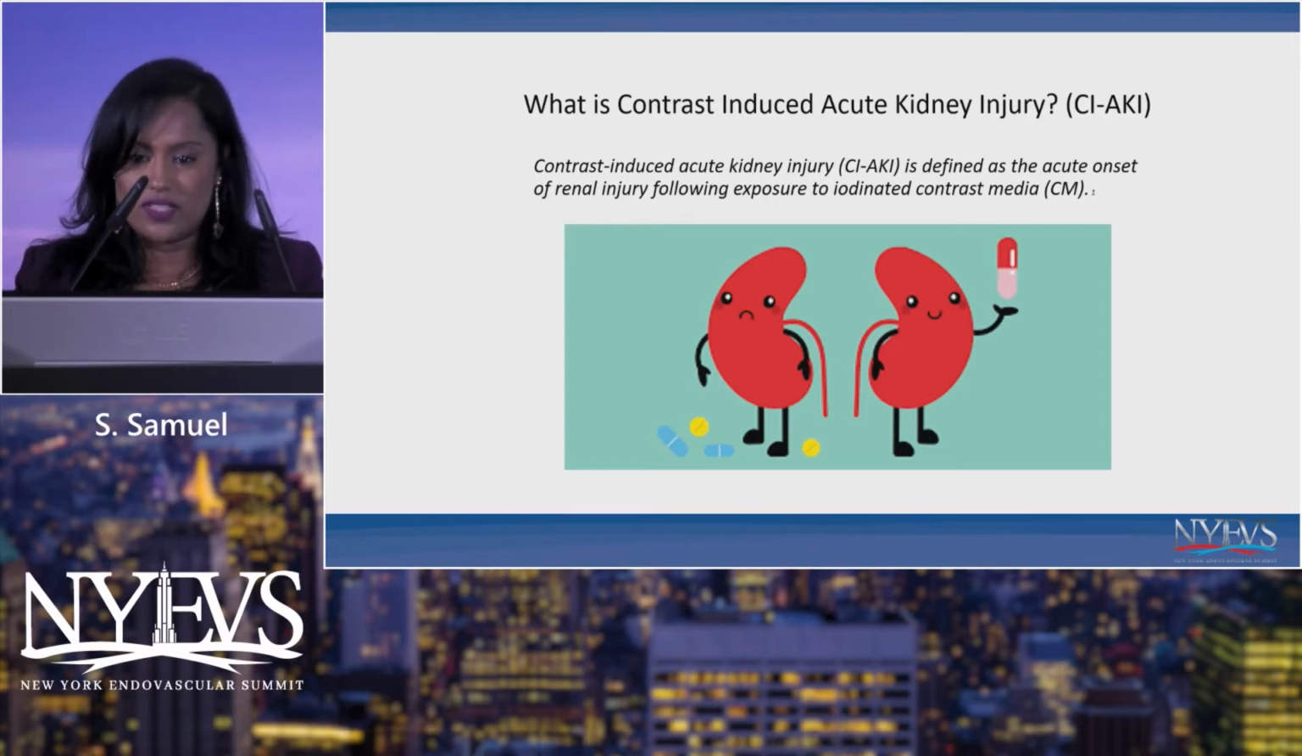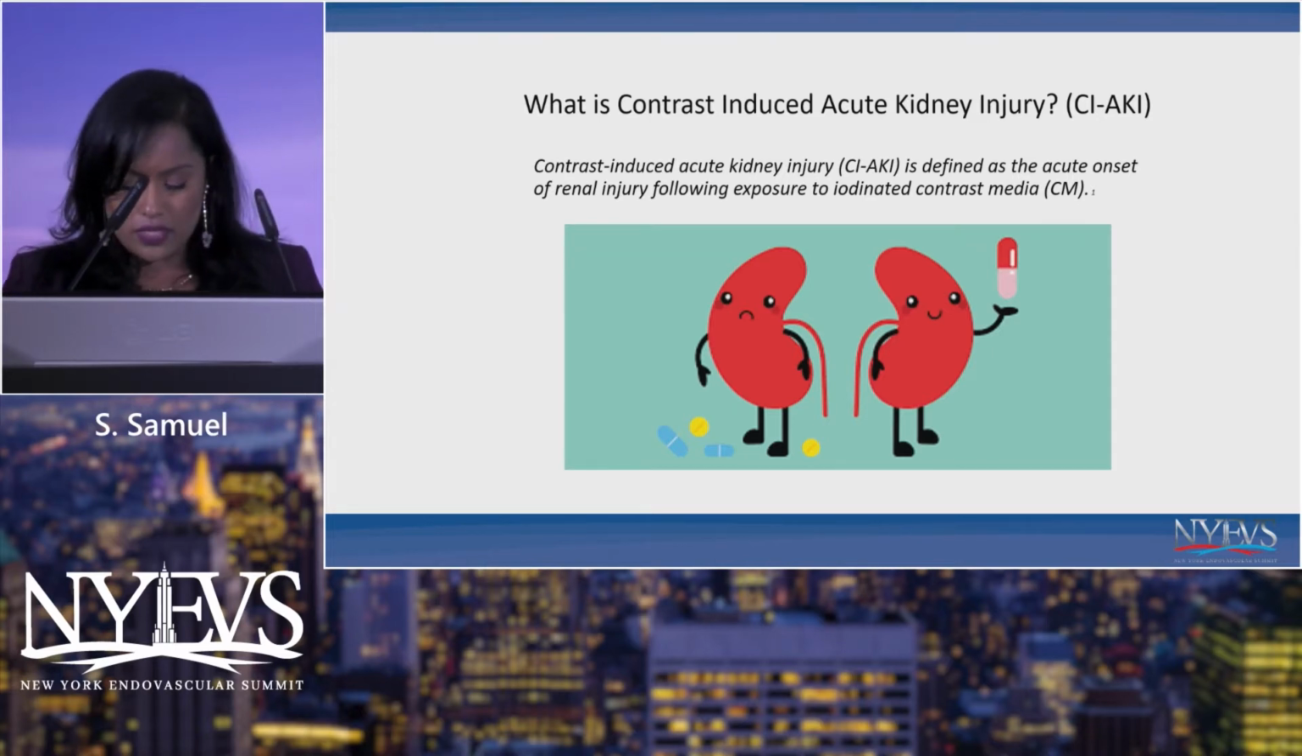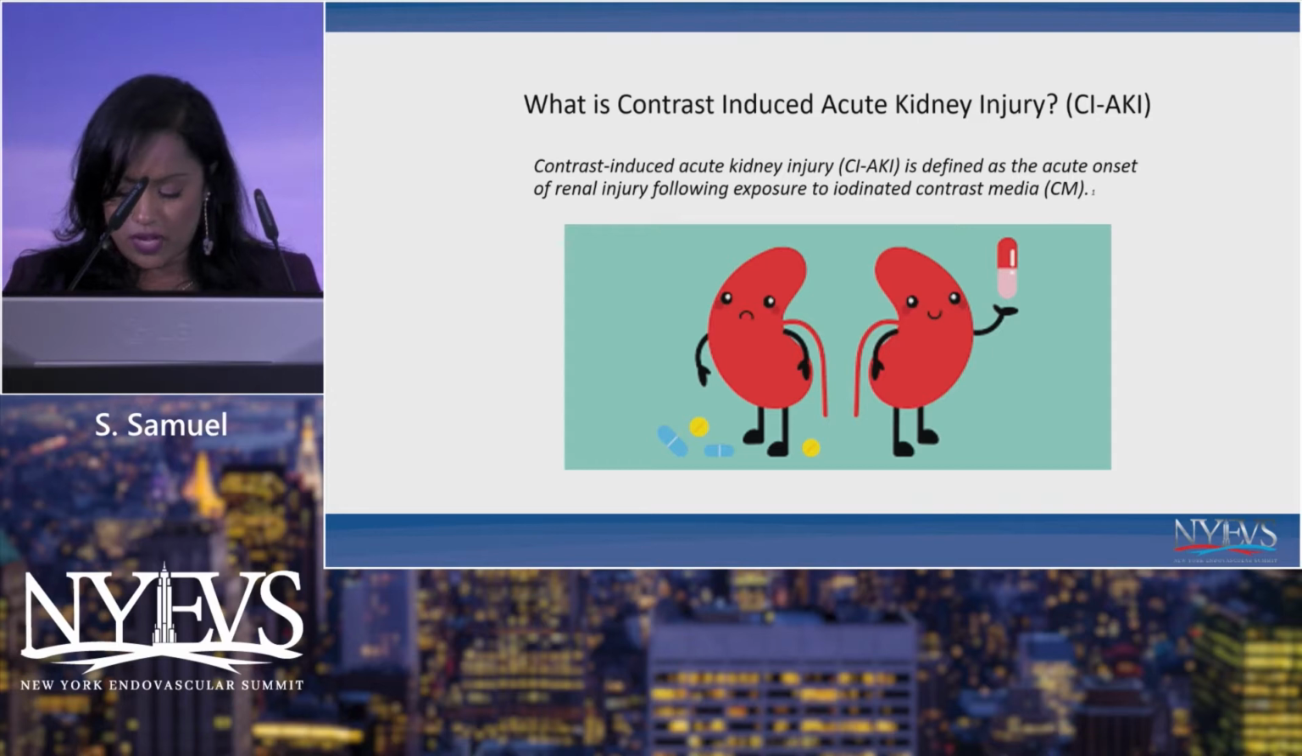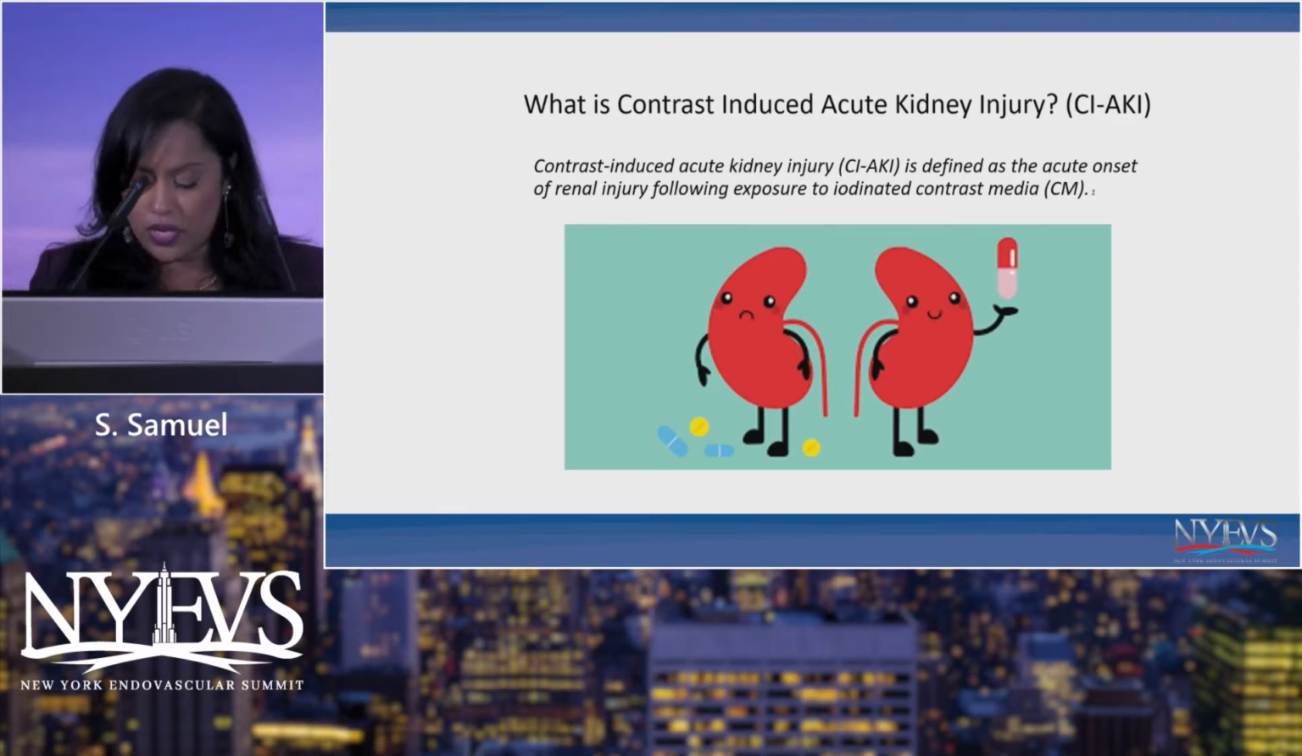So what is contrast-induced acute kidney injury? It's defined as the acute onset of renal injury following exposure to iodinated contrast media. Although this sounds simple enough, there has been a lot of controversy over this definition. Some radiologists question, how do we know for certain the kidney damage is due to the contrast received rather than the medication the patients are on or new hypotension or heart failure, for example? Creatinine levels will peak at about 3 to 5 days after administration of contrast, but typically return to or near baseline levels within 1 to 3 weeks.